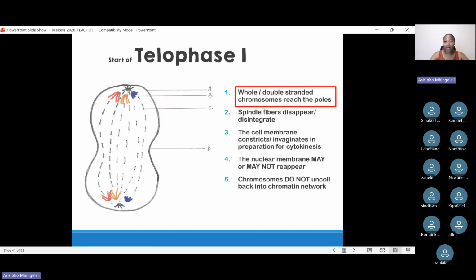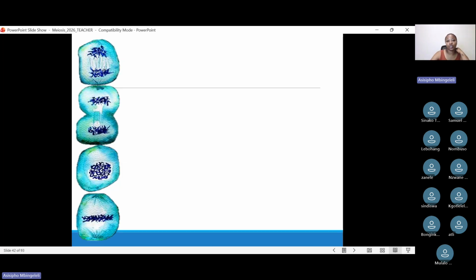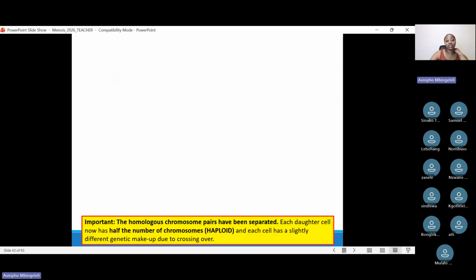Then in telophase 1, you will have the whole chromosome reaching the opposite pole. Then the spindle fibers will disintegrate or disappear, because remember their function was to make sure that the chromosomes reach the opposite poles. Now that the chromosomes have reached opposite poles, they start to disappear. Then the cell membrane will constrict in preparation for cytokinesis. That is the division of the cell. Cyto means cell. Kinesis means division. So the division of the cell will start so that we end up having 2 cells at the end of telophase 1. Right?